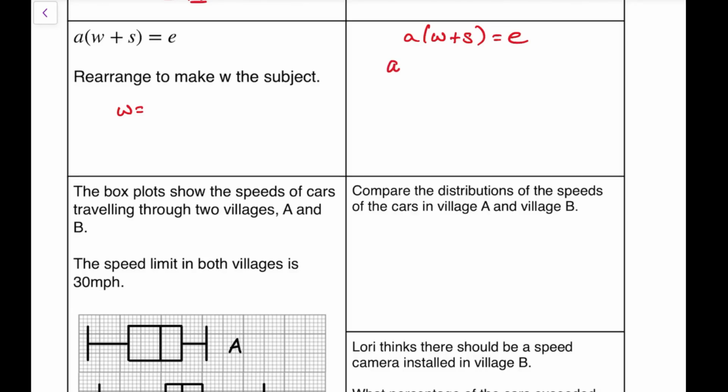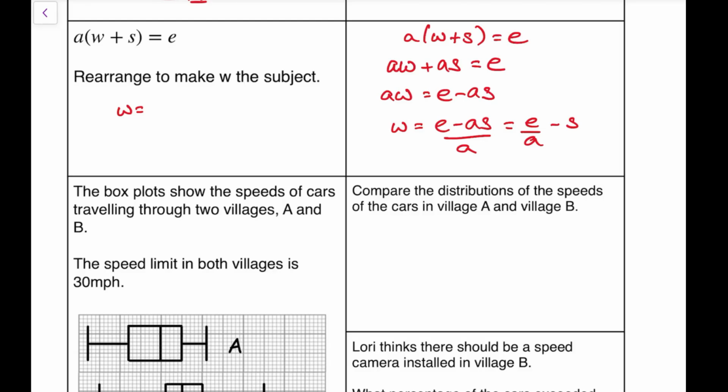So what I'm going to do is first of all expand the bracket. So I've got AW plus AS is equal to E. Now I want the W on its own, so let's move the AS to the other side. So I've got AW equals E minus AS. And then I'm going to divide everything by A, which means that W equals (E minus AS) over A. And that's the next one done. Now I will say it's also acceptable to do E over A minus S, because my A's cancel. They both give you the same answer.